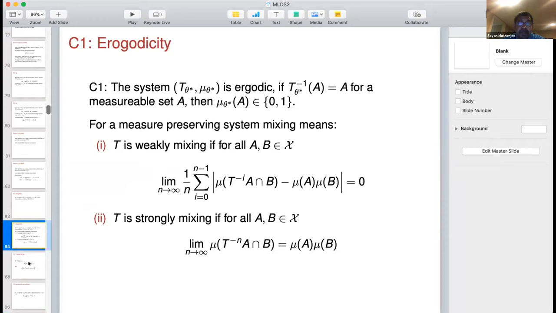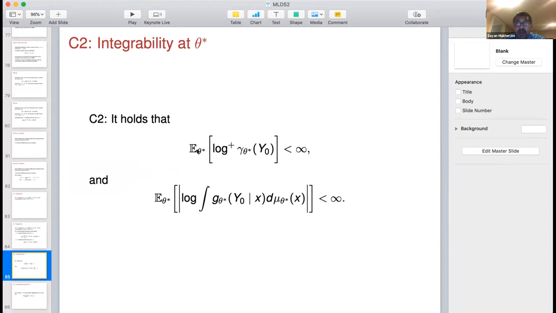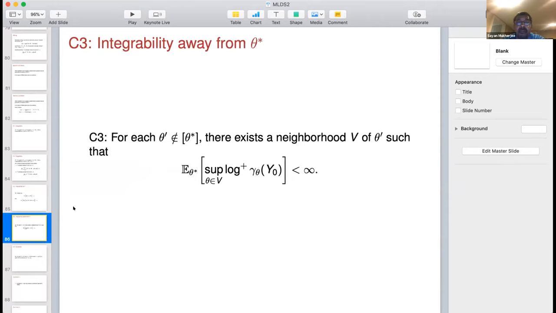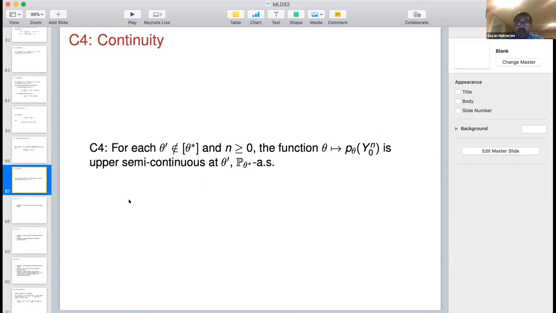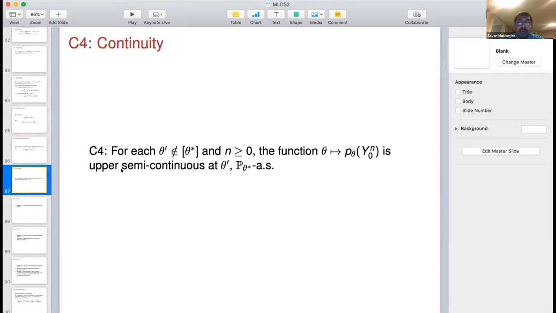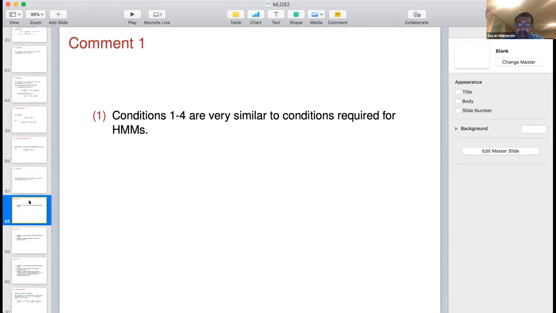Okay. You need integrability at your theta star. So at the true parameter, you don't want your log likelihood to explode, okay? So that's one condition. And for every theta prime that's not the true theta star, there needs to be a neighborhood of theta prime such that, again, you have this integrability. So you need it near theta star and you need it away from theta star. Okay, you need some type of continuity. The map from theta to p theta should be upper semi-continuous. So conditions 1 through 4 that I just stated are very similar to conditions you need for HMMs, because these are, again, just regularity conditions, okay?